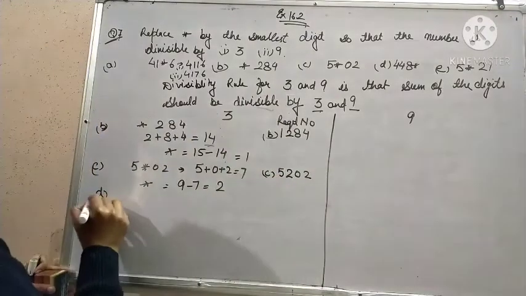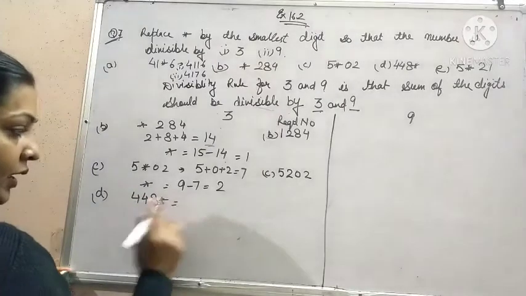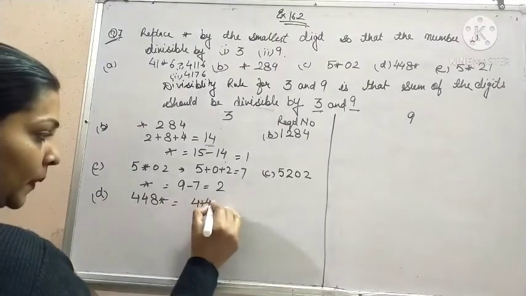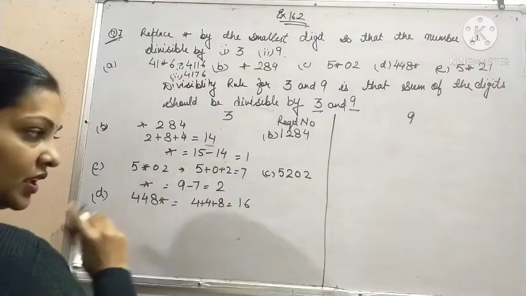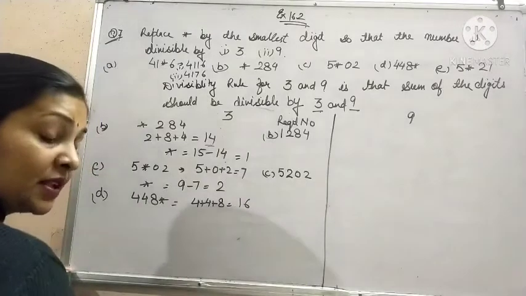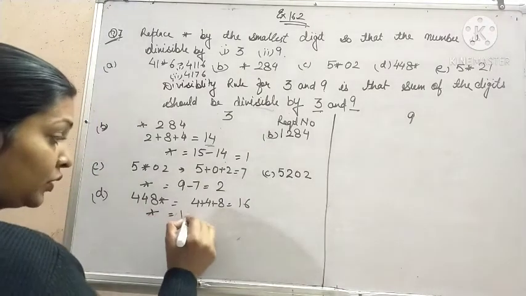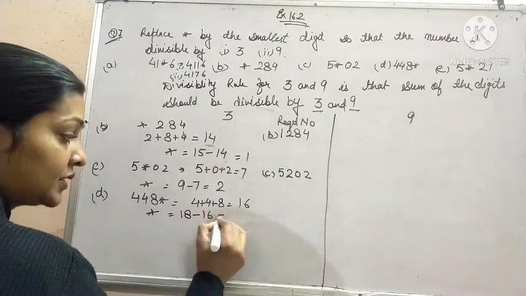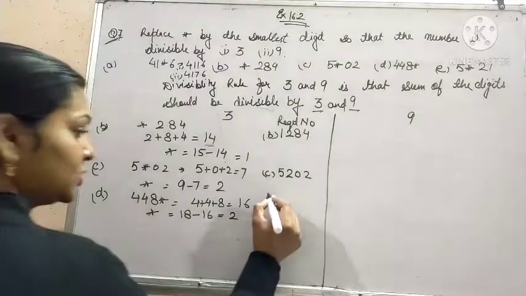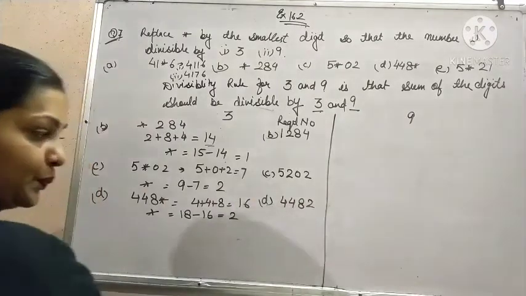Let's move to D part. 448 star. Calculate the sum. It is equal to 16. Again 16 is not divisible by 3. What is the next number which is divisible by 3? It is 18. So it will be equal to 18 minus 16, that is equal to 2. So required number will be 4482.